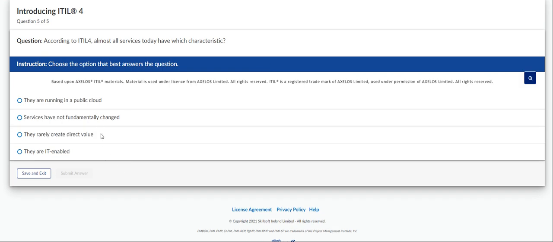Choose the option that best answers the question. What is the question? According to ITIL 4, almost all services today have which characteristics? They are IT enabled.